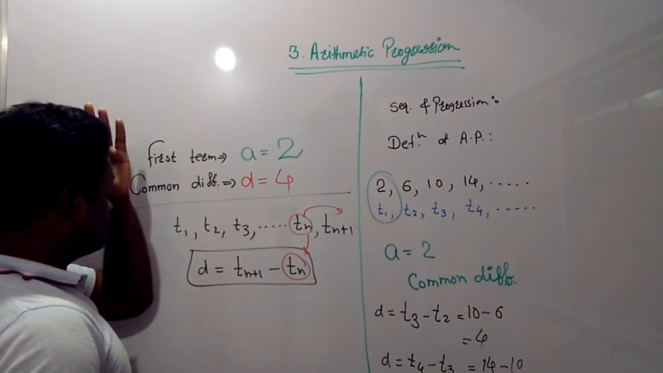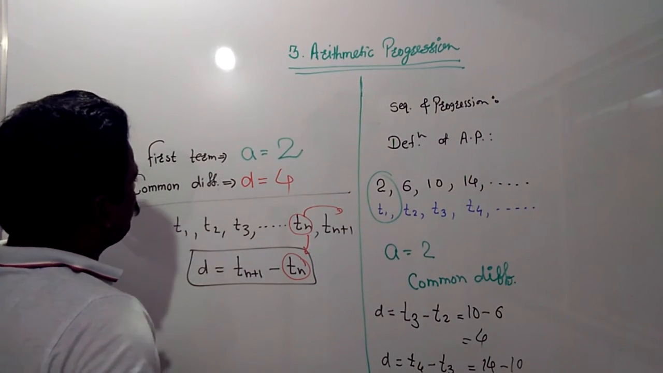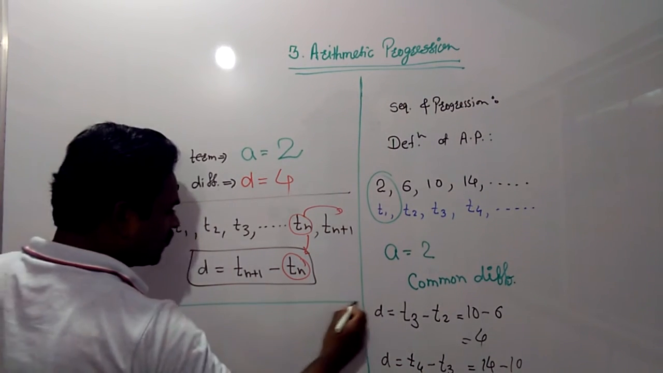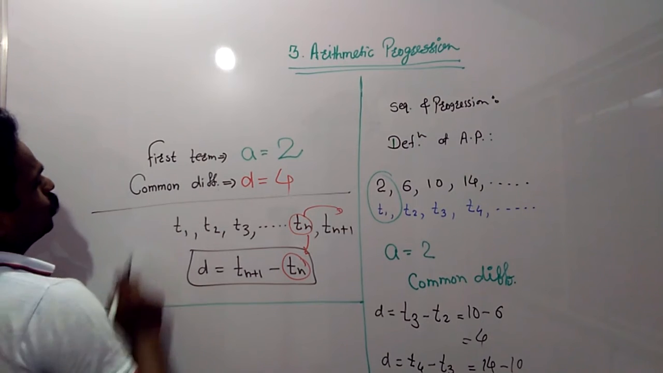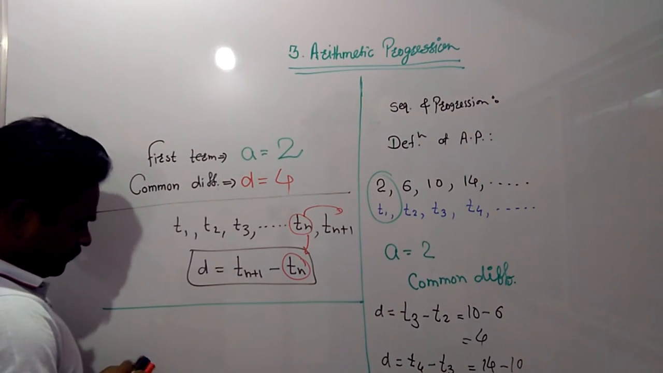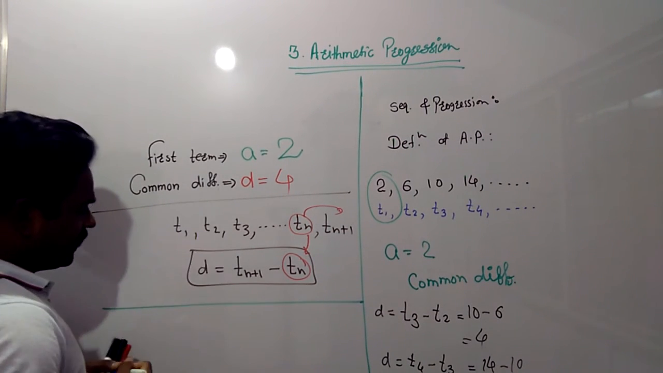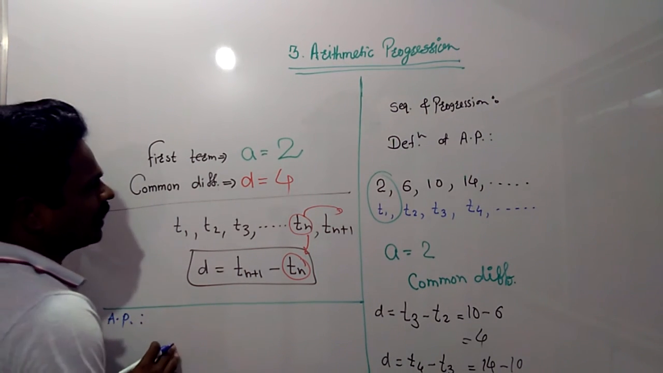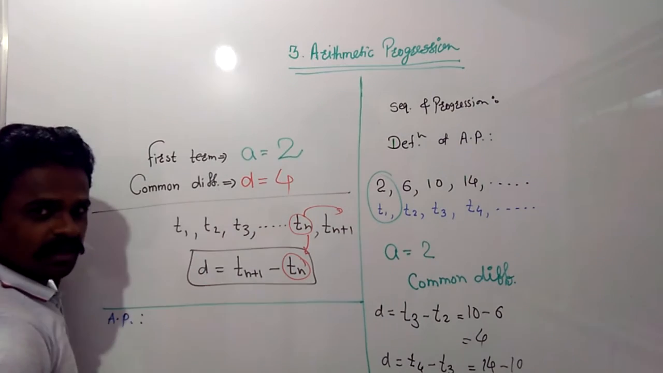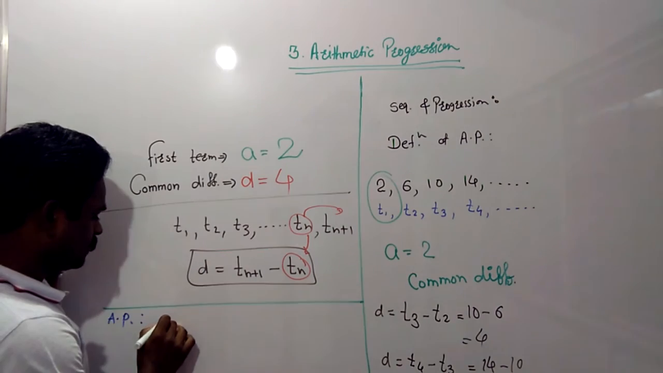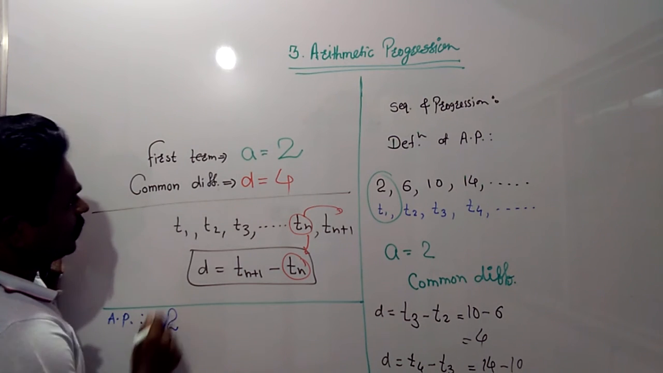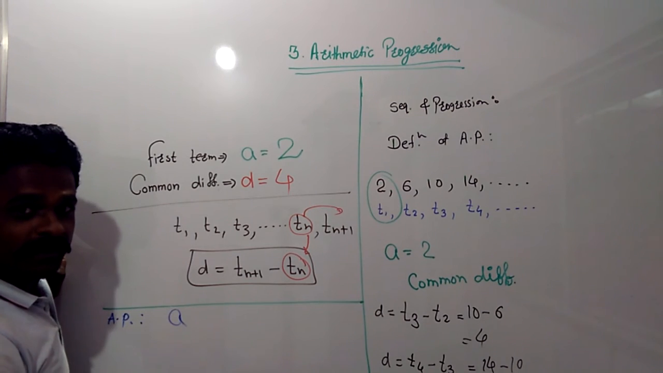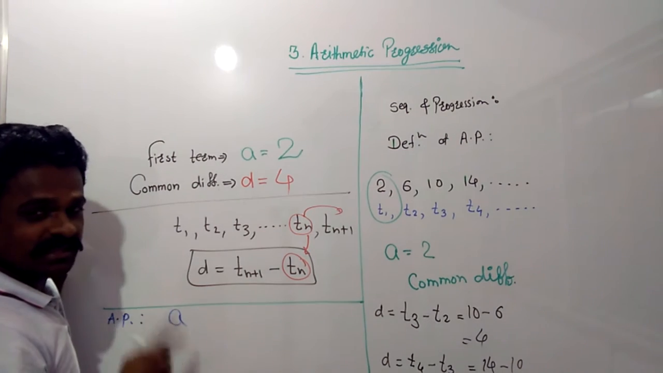Now, how can we find an arithmetic progression with the help of these two, the first term and common difference? Now, given first term A, how can we find the required AP? The first term is A. That means we write first term A is equal to 2. The first term is A only.